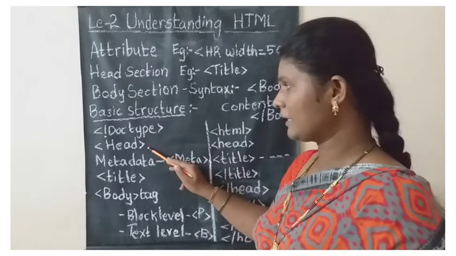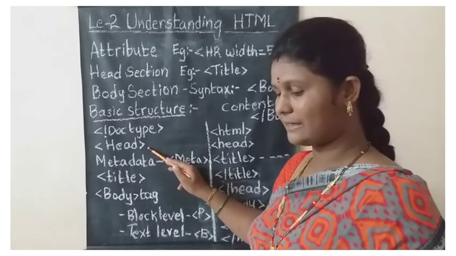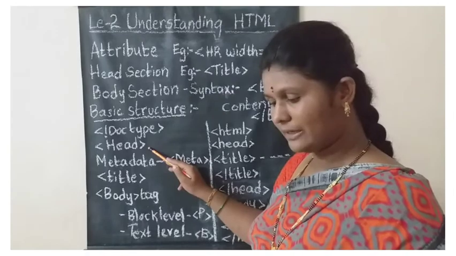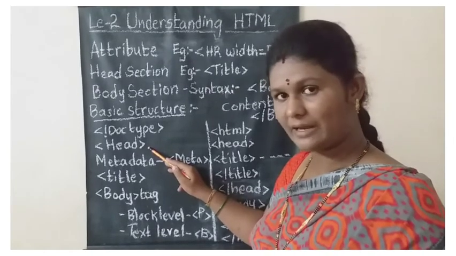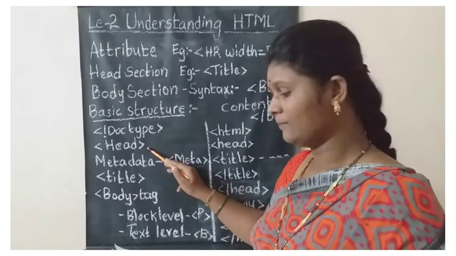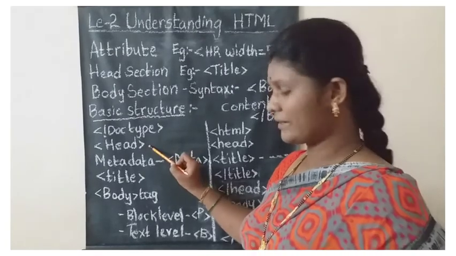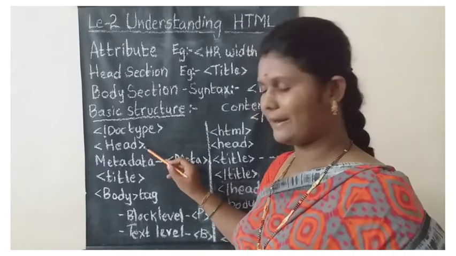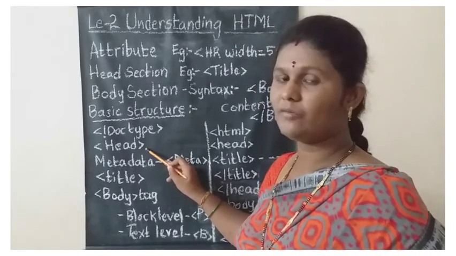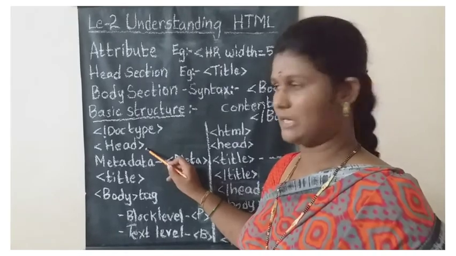Next thing, header part. In the header part, I said title tag is there. Not only title, you can also mention characters, set, styles, links, and so on. These are all things we can mention in the head section. In this head section, only the title we can see. The remaining all can't be displayed in the web browser.